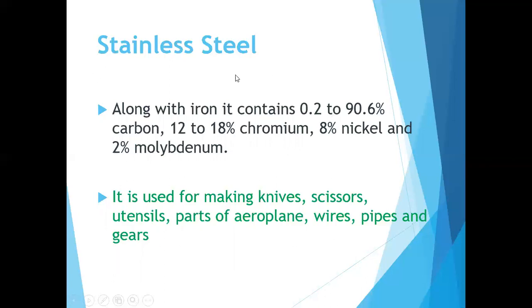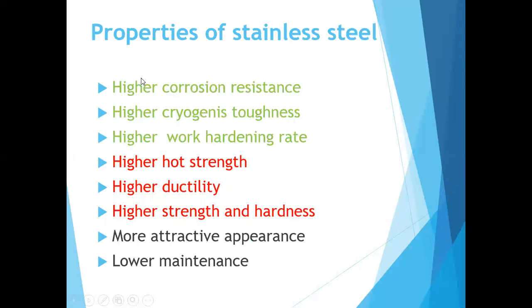The next one is important, stainless steel. Along with the carbon, it contains 0.2 to 0.6% of carbon, 12 to 18% of chromium, 8% of nickel, and 2% of molybdenum. It is used for making knives, scissors, utensils, parts of airplanes, wires, pipes, and gears.